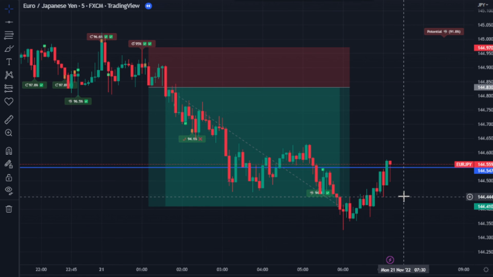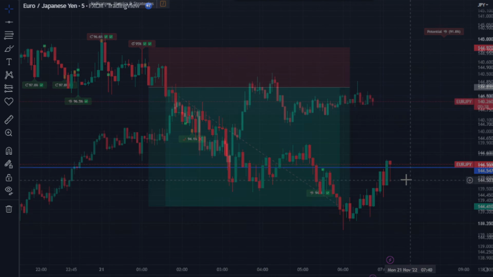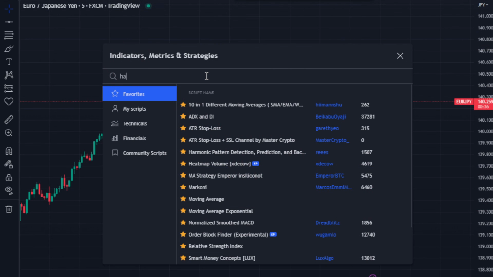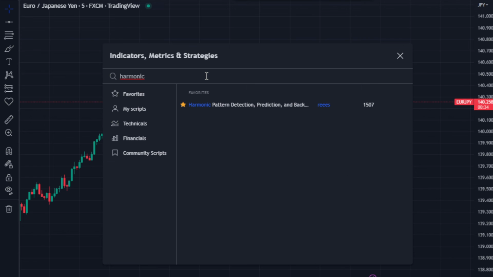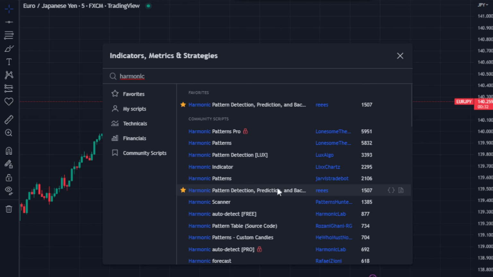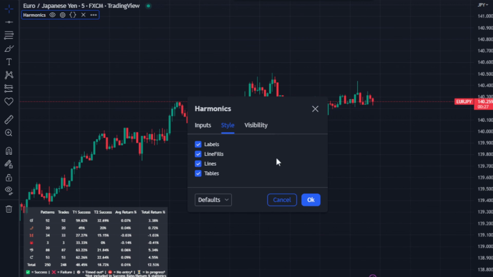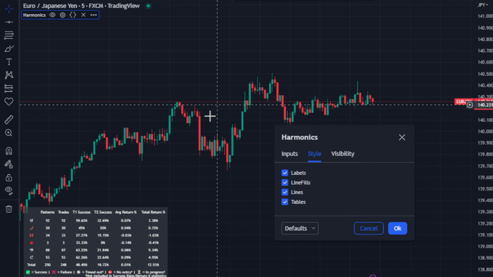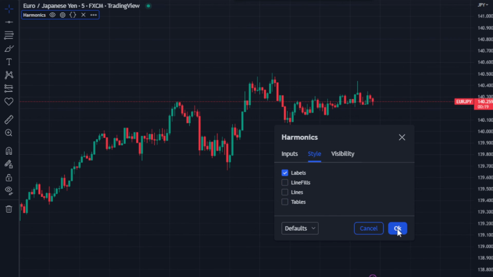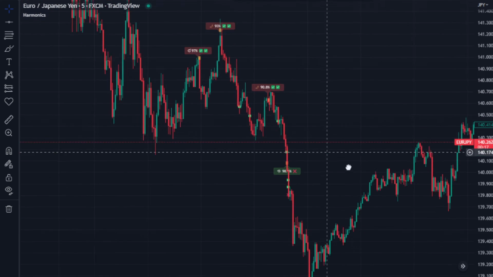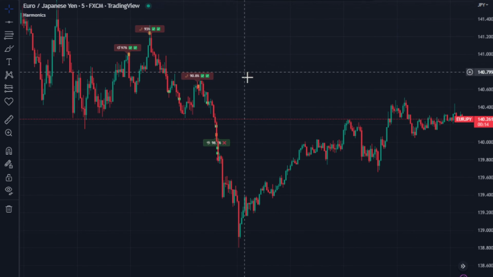Now we will see the indicator that we have used. Okay, the indicator we have used is the Harmonic Pattern Detection, Prediction, and Backtesting tool created by Rees. We added it to our chart and we're going to modify it a bit because the chart looks messy, so we're going to go to Style and turn off the following options: line fills, lines, and tables. Done, the indicator is ready for you to use and get great results in the market.